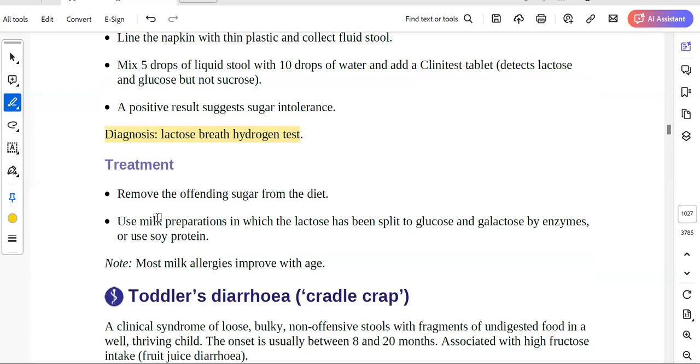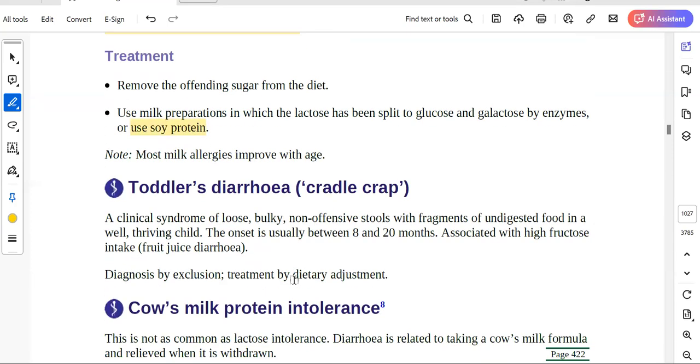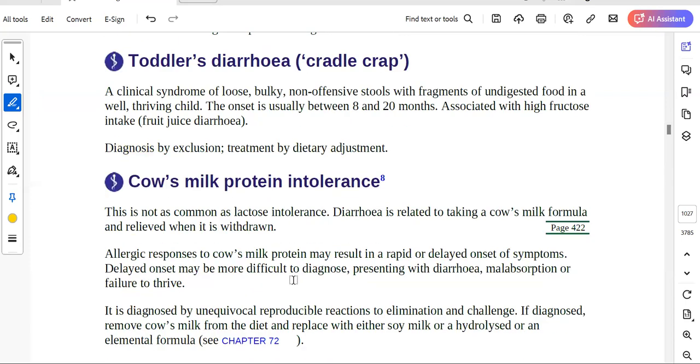Treatment: because the child cannot tolerate lactose in the milk, you'll need to give them lactose-free milk. There are lots of lactose-free milks available in the market, or sometimes you can give them soy milk. But lactose-free milk will be the choice.